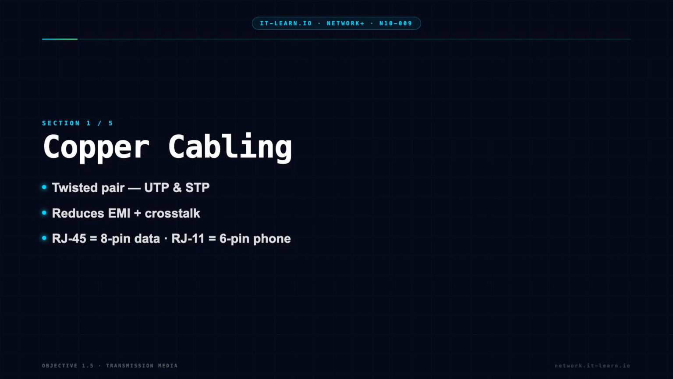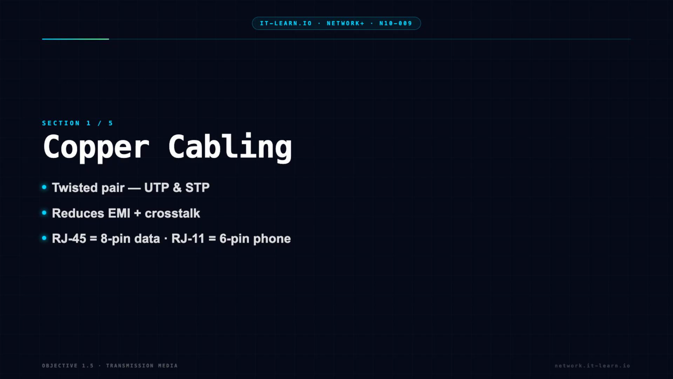Copper cables use electrical signals to transmit data. The most common type of copper cable in networking is twisted pair cable. Twisted pair cable consists of pairs of insulated copper wires twisted together. The twisting reduces electromagnetic interference or EMI and crosstalk between the wire pairs. There are two main types, unshielded twisted pair or UTP and shielded twisted pair or STP.